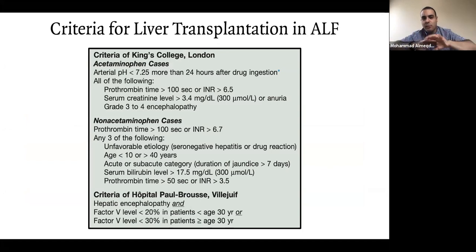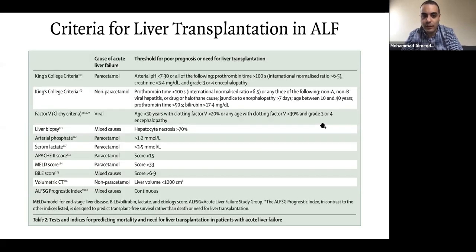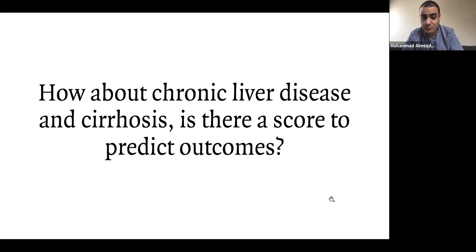And it classifies people into Tylenol versus non-Tylenol. And they have different criteria. It's pretty strict criteria. So these people with Tylenol toxicity, to get status A, to get a liver, they need to have a pH of less than 7.25. They need to have all of the following: an INR of 6.5, a creatinine of 3.4, and grade 3 to 4 encephalopathy. So pretty bad liver disease for them to get the liver, okay? And again, different criteria for different causes. You'll have different stuff. And this is all in the acute setting, right?